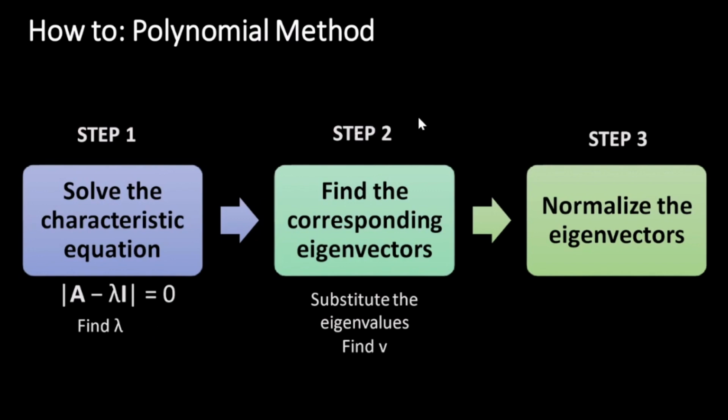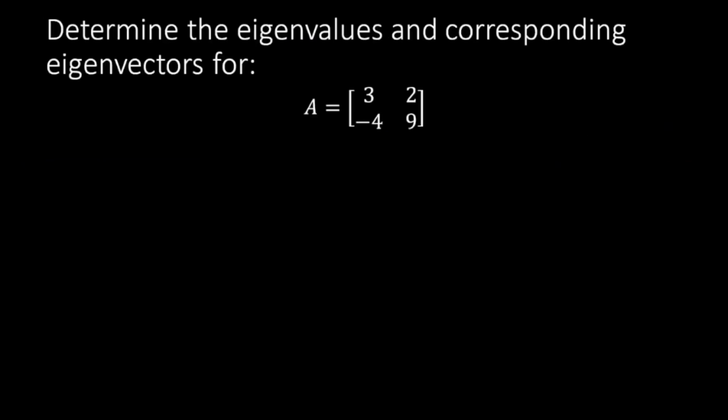And in step number 2, we would then substitute the eigenvalues to find the corresponding eigenvectors or V. And finally, in the third step, we would normalize the eigenvectors. So let's start with the first example. Determine the eigenvalues and corresponding eigenvectors for matrix A.